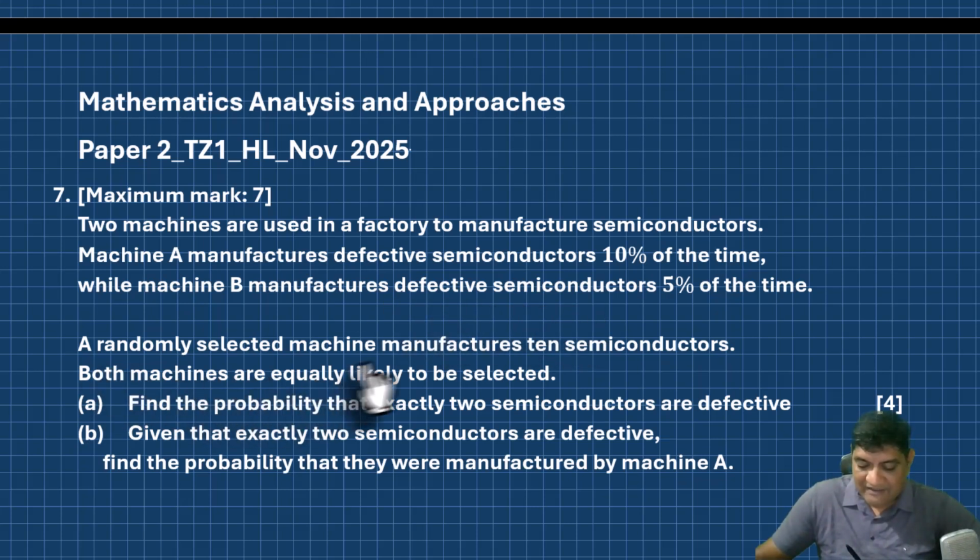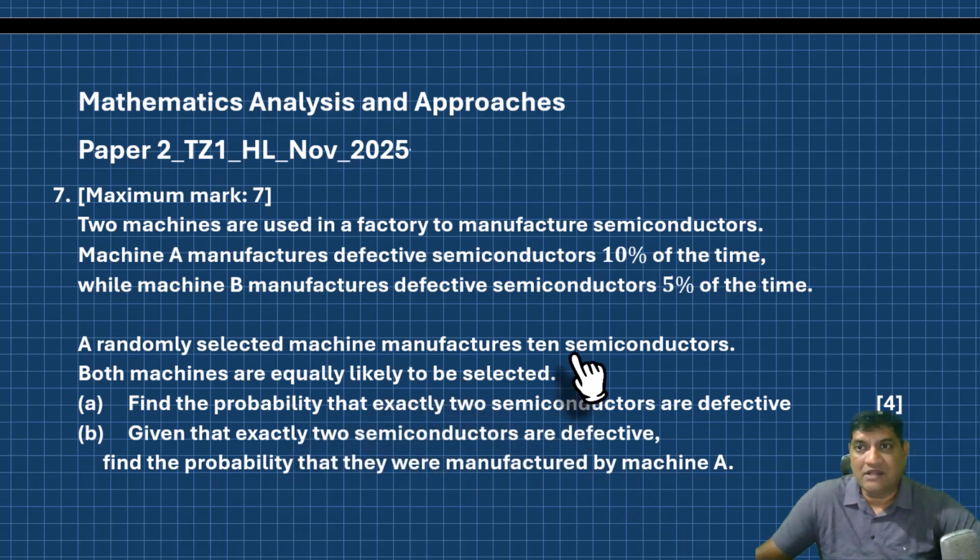A randomly selected machine manufactures 10 semiconductors, and both machines are equally likely to be selected. So I'm choosing one of the machines, and in that I'm supposed to find the probability of exactly 2 semiconductors being defective, and given that exactly 2 are defective, find the probability that they were manufactured by machine A. For part B, we're going to be using Bayes theorem. Now let's understand part A.